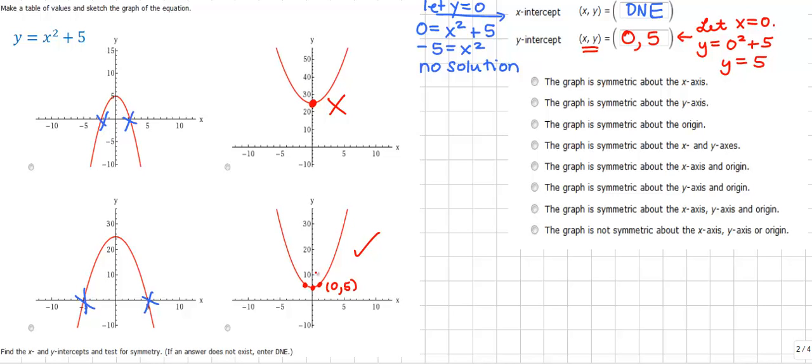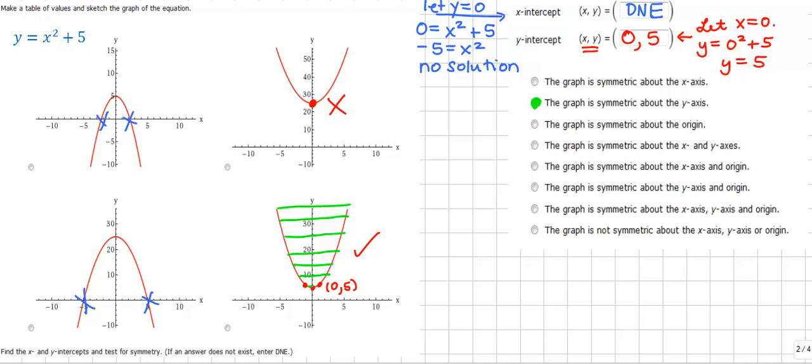Now, what about the symmetry? Well, looking at the graph, we can see that the graph has a nice symmetry about the y-axis. Some graphs have multiple symmetry types. This one does not, but be open because there could be more than one correct answer and you'd need to choose all the correct answers that apply to your graph.